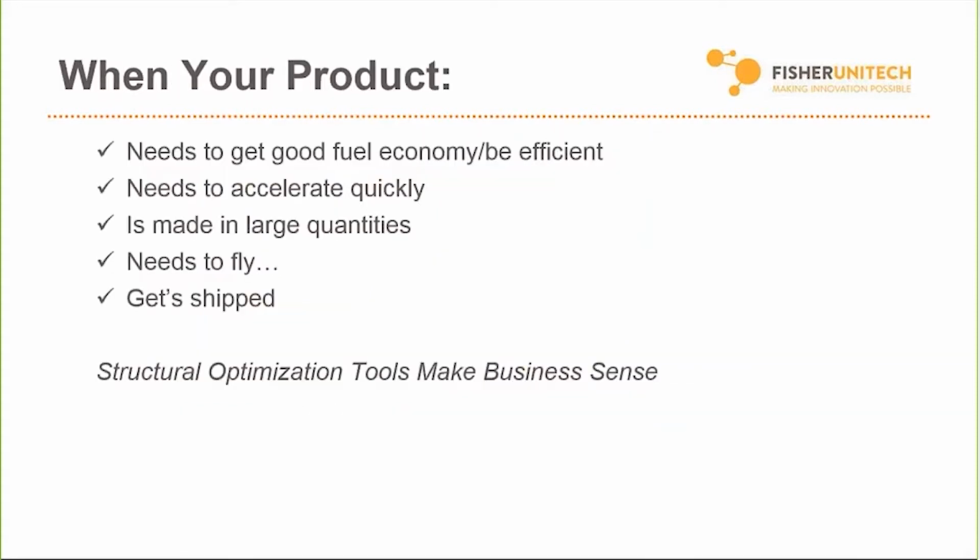So when your product needs to get good fuel economy or be efficient, or it needs to accelerate quickly, say an end actuator on a robotic arm made in large quantities, where saving a couple grams can save us a lot of material in the long run. If it needs to fly, obviously aerospace is a big place where we care about mass reduction. Or if it gets shipped and we have a lot of costs associated with transporting our product, then structural optimization tools make sense. And we have topological capabilities, which are more for clean slate design, as well as the parametric optimization capabilities inside of SolidWorks simulation.